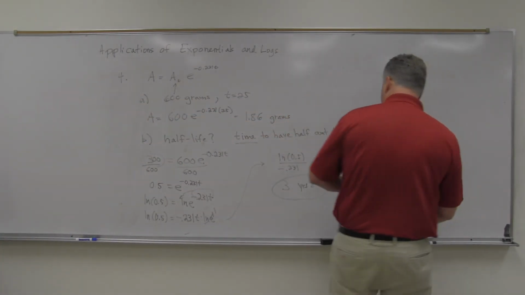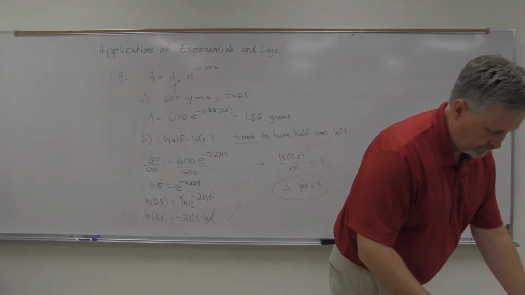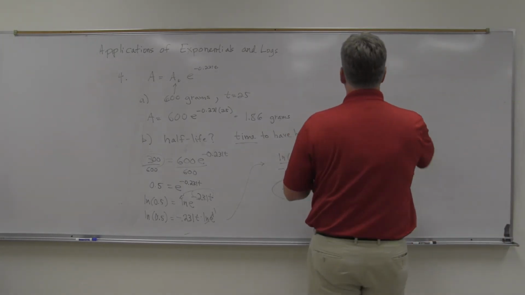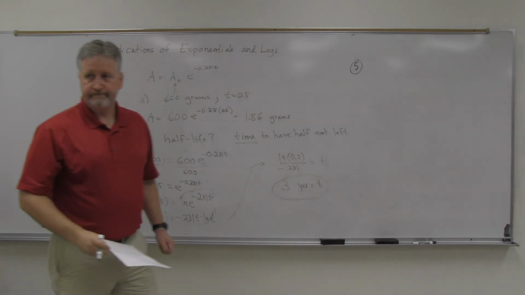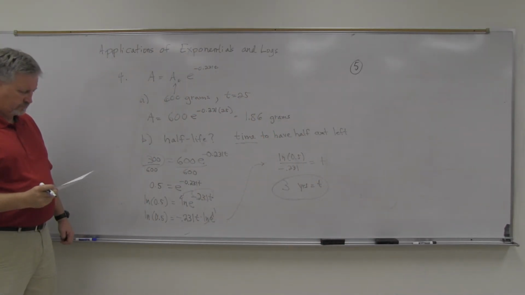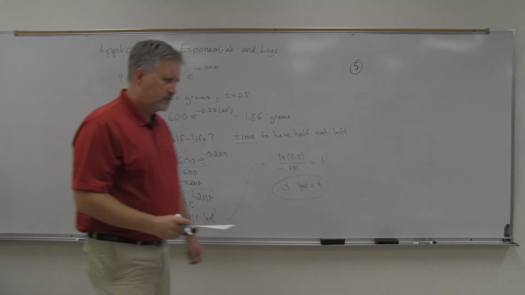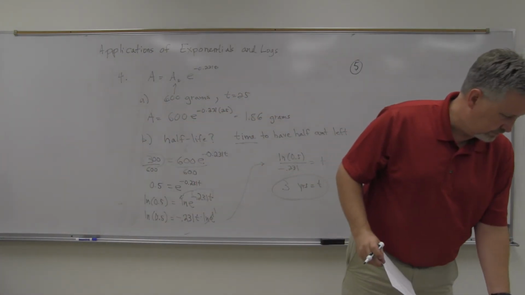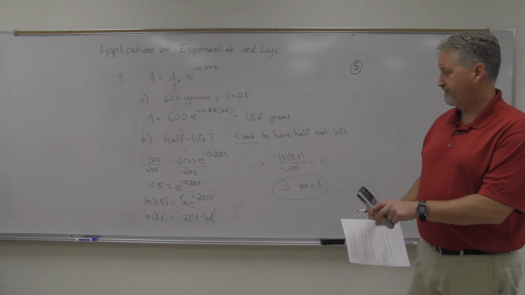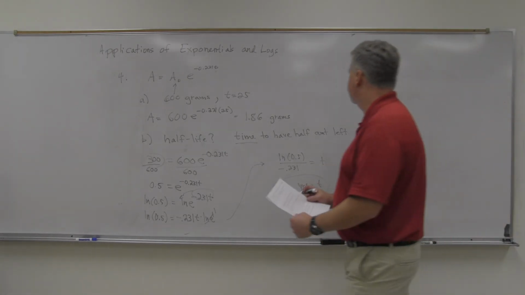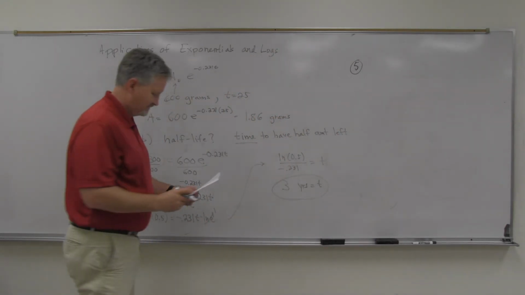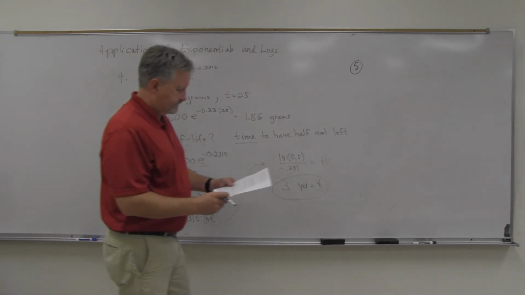All right, got one more. No, we're done. So on that last one, question: I got 2.16 as the number. Mine came out to be 3. ln of 0.5 divided by negative 0.231. Oh, I didn't have the ln, that's where I forgot. Okay. All right, number 5.